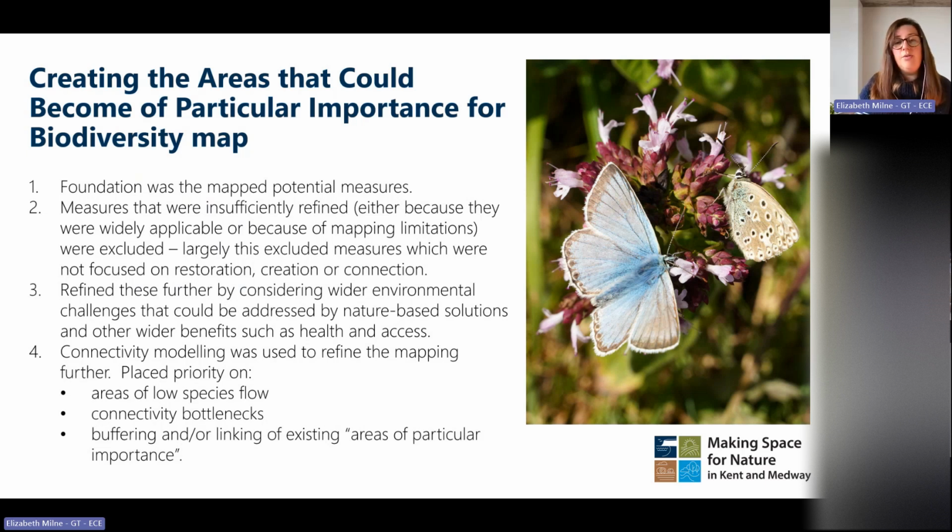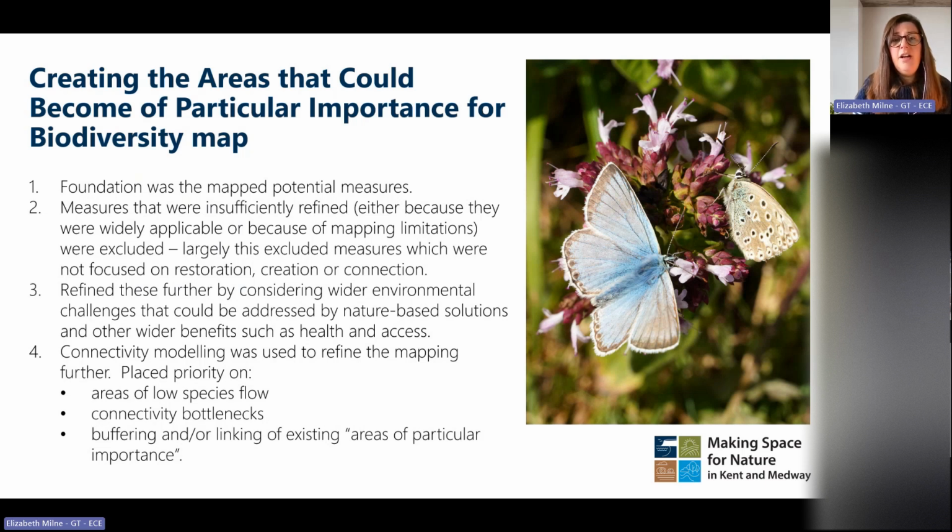So these were still measures that were included in the areas that could become of importance for biodiversity. And as good as our understanding is currently, as most of the grants and funding will relate to restoration, creation, and connection, we feel that this doesn't significantly impact the opportunities for access to funding in the county. We then refined these further by another consideration of nature-based solutions and wider benefits. And then as a final tool for refinement, we applied connectivity modelling.